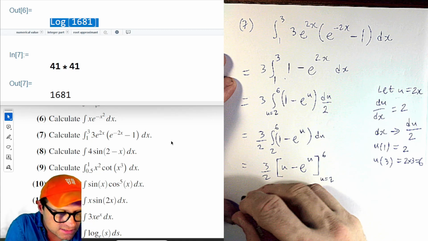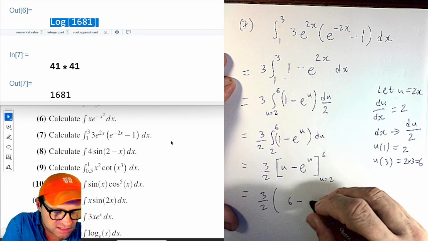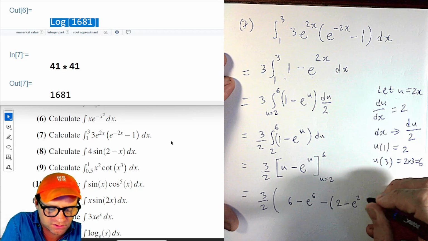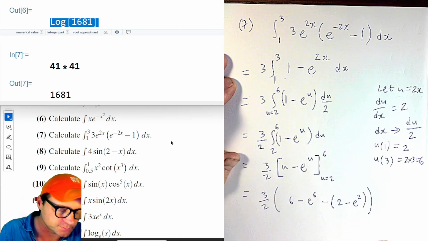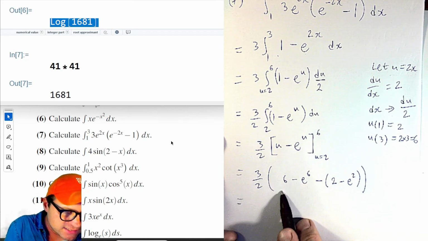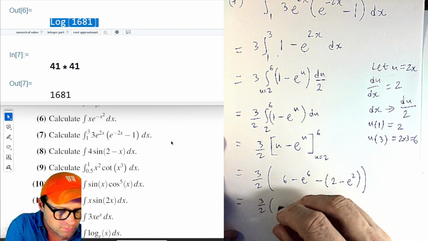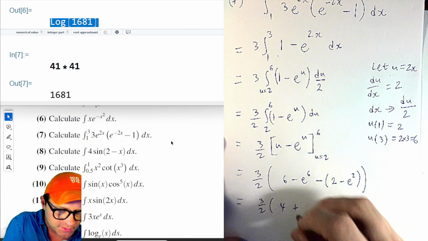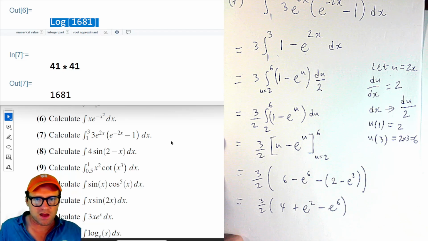Okay, so subbing in the 6, we have 6 minus e to the power of 6, and then we are subtracting 2 minus e to the power of 2. So now we need to simplify this. Okay, 6 minus 2 is 4. Then we have two minuses here, which gives us a plus. So let's put that first. So e to the power of 2 and then minus e to the power of 6. And this is what we have.